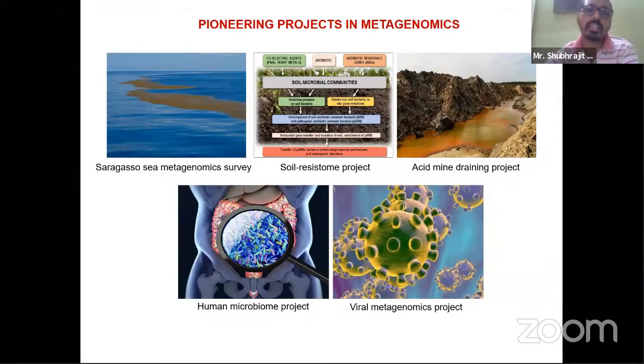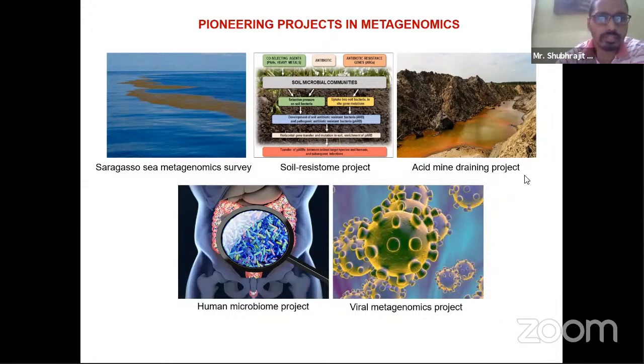Here I will discuss some of the important projects which are going on nowadays. The first one is the Sargasso Sea Metagenomics Survey. This is a sea present near the Caribbean Sea and the Atlantic Ocean, and it is surrounded by streams on 4 sides, so it forms a gyre. As you can see in this image, it is surrounded by brown seaweed, Sargassum, from which it gained its name, Sargasso Sea.